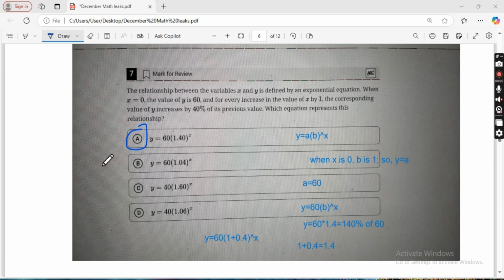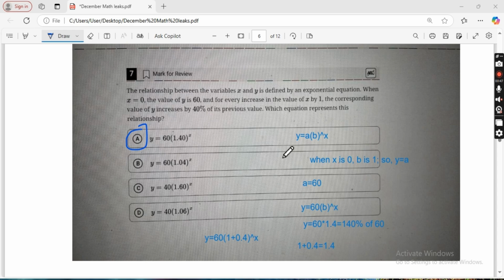And this question is asking about the relationship between the variables x and y, which is defined by an exponential equation. When x is 0, the value of y is 60, and for every increase in the value of x by 1, the corresponding value of y increases by 40% of its previous value. Which equation represents this relationship?